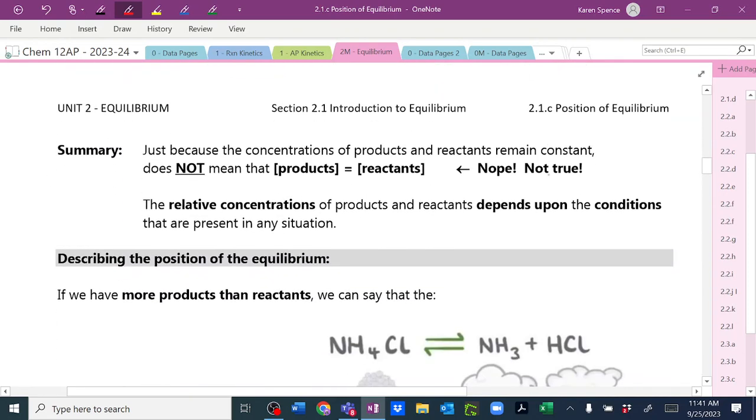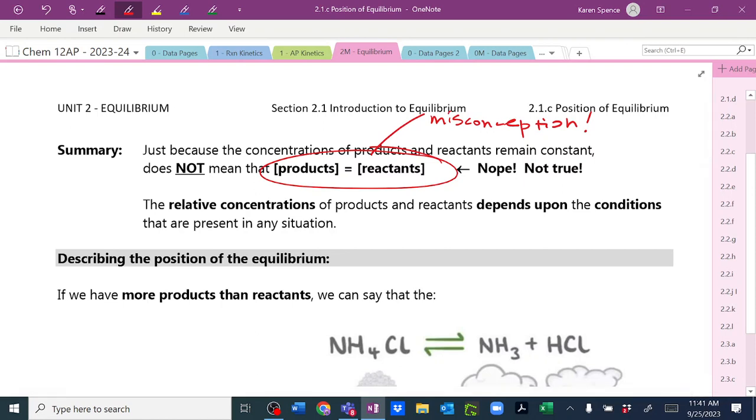Summary: just because the concentration of reactants and products remain constant does not mean that the product's concentration equals the reactant's concentration. That is a huge misconception. People like to think that. They're like, oh, it's equilibrium, the concentration of reactants and products must be equal. They do not.